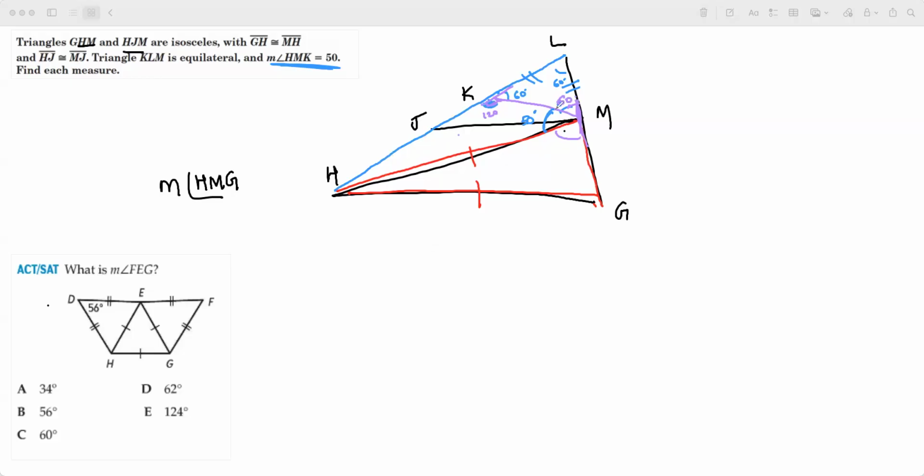Now, if this is 50, what should this be? See, this is a straight line, right? 70. Correct. This is 70. Then this should also be isosceles triangle, 70. Then this should be 40. See, you got everything. Actually, we only need HMG, but I'm just telling you how to find out others as well. You already found out HMG, 70.